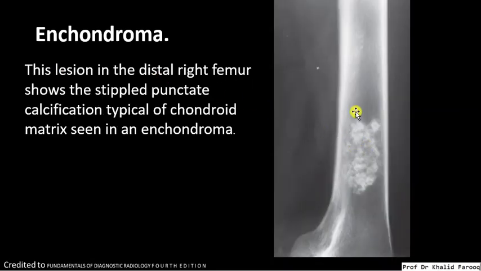Here we see a calcified lesion in the medullary cavity of the lower third of the shaft of the femur. Here we see stippled punctate calcification, which is typical of chondroid matrix. So this is an example of an intramedullary enchondroma.